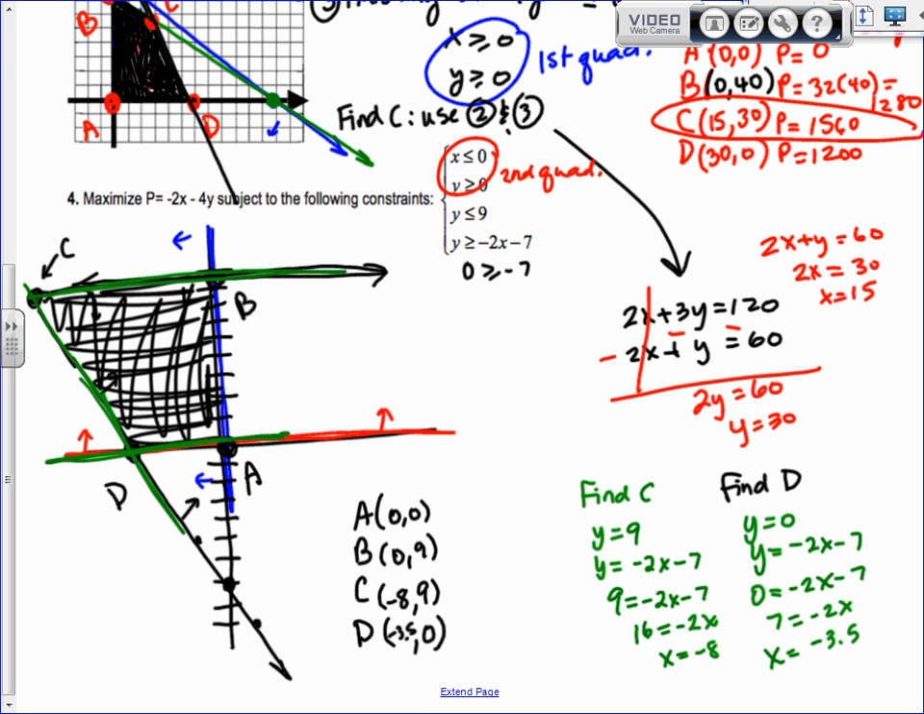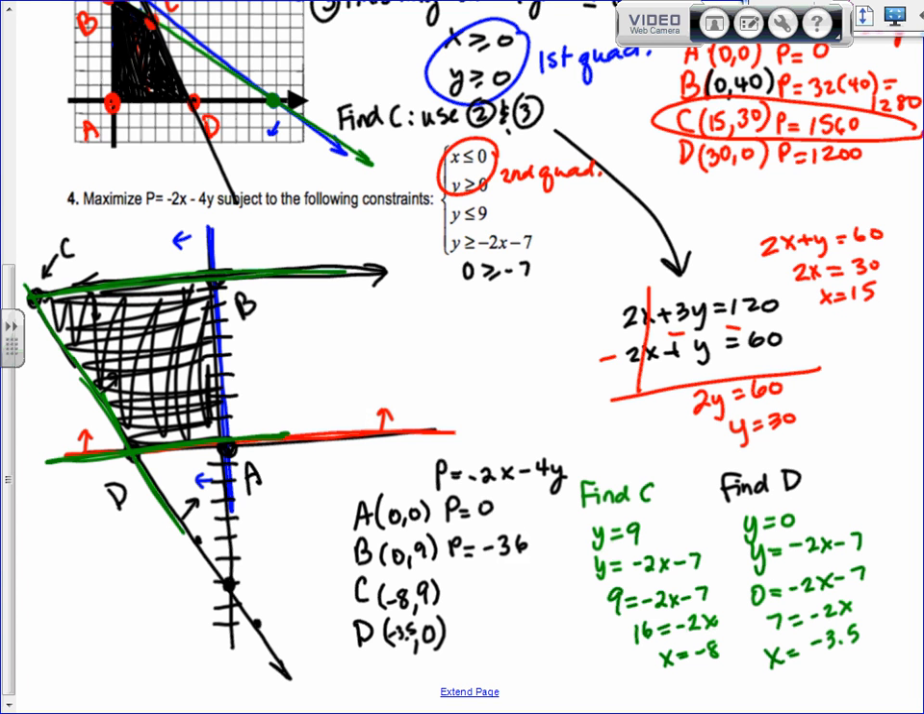All right, then we come up with the profit equation. So your profit equation was actually given to you. It's negative 2x minus 4y. And we plug in. All right, so we plug in 0, 0. We get 0. We plug in 9. We get negative 36. Okay, this is when Andy was like, oh, it's got to be 0. All right, it's tricky, though, tricky.